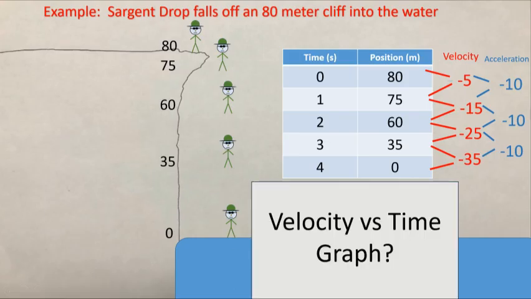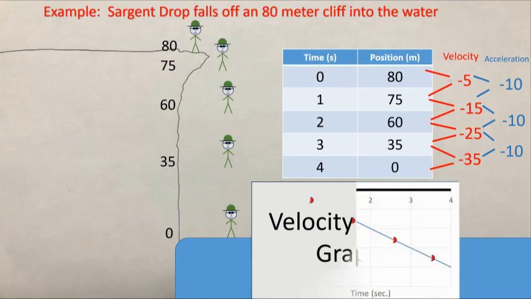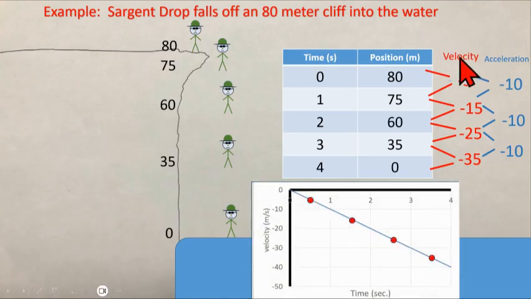What about velocity versus time graph? All right, so if you graph these velocity numbers, like we'll graph -5 in between 0 and 1 and -15 between 1 and 2, you get these dots, and if you connect them with a line, you get this straight line. And the line is straight because the acceleration is constant.